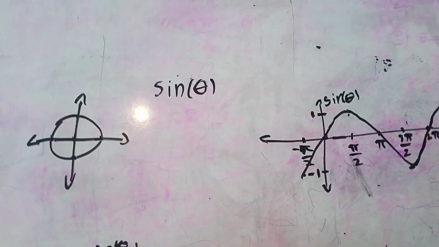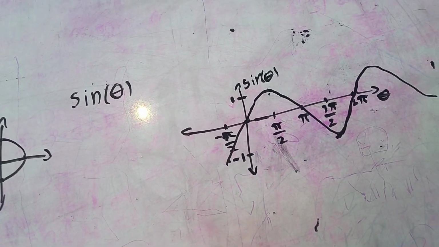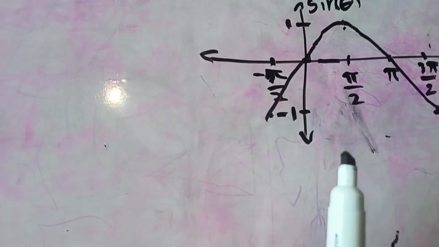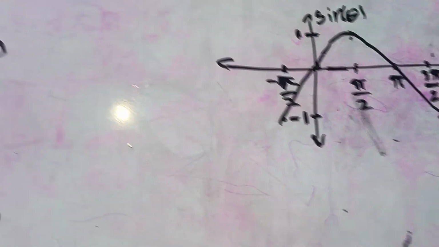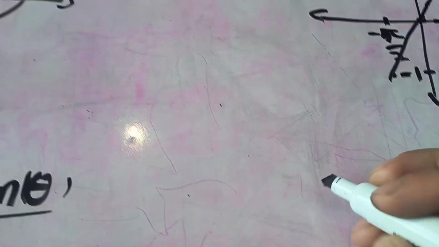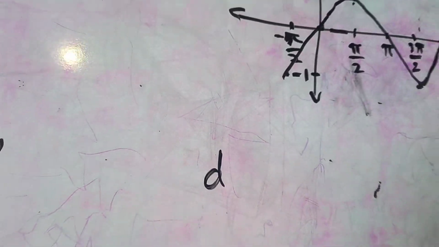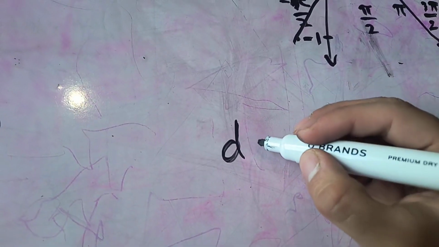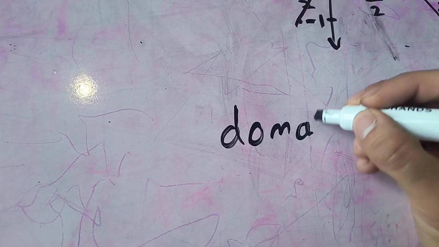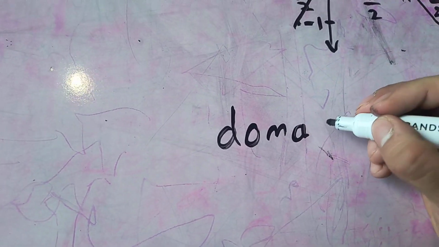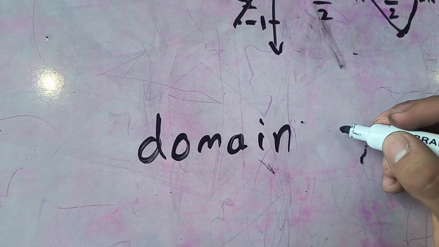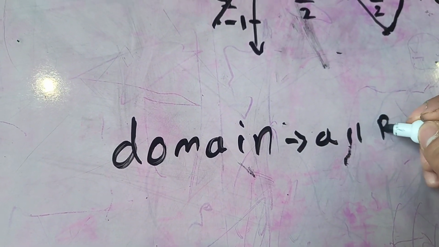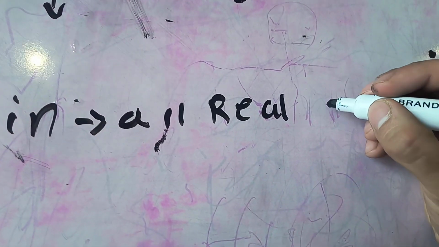Anyways, what is the domain of this function? Well, we can see that it clearly goes from negative to positive and all the way around. So the domain, which is all the x values or all the input values that are possible, is all real numbers.